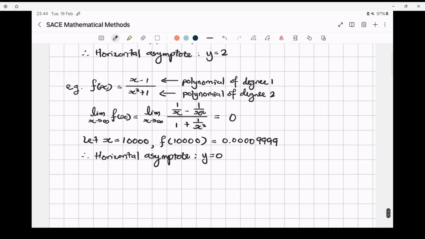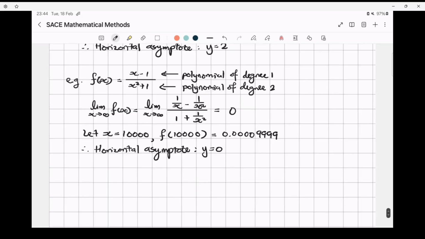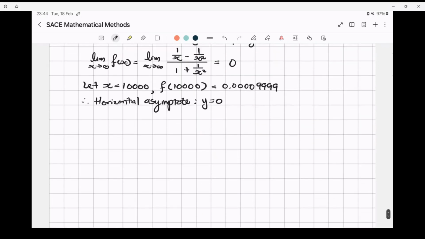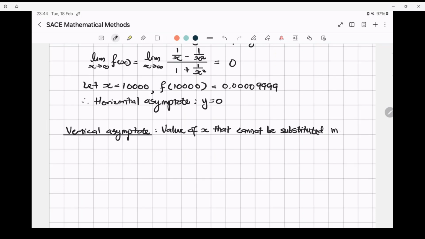So now that we know how to identify your horizontal asymptotes, we can go into the vertical asymptotes. Where is it? So what is a vertical asymptote? A vertical asymptote is the value of x that cannot be substituted into your function.